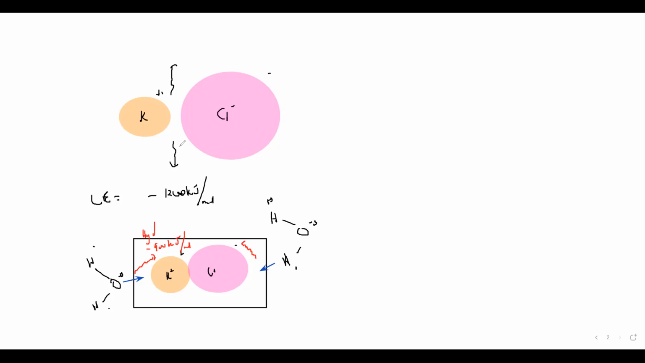Because to separate the ions, we need 1200. But when hydration energy, the energy released is only 900, that is not sufficient to separate these ions from each other. So for this substance, theoretical and practical values are different. I'm just taking that as an example. So in this case, the potassium chloride will be insoluble or does not dissolve.